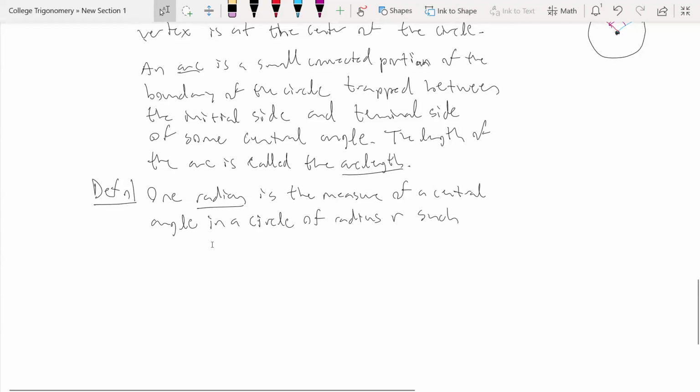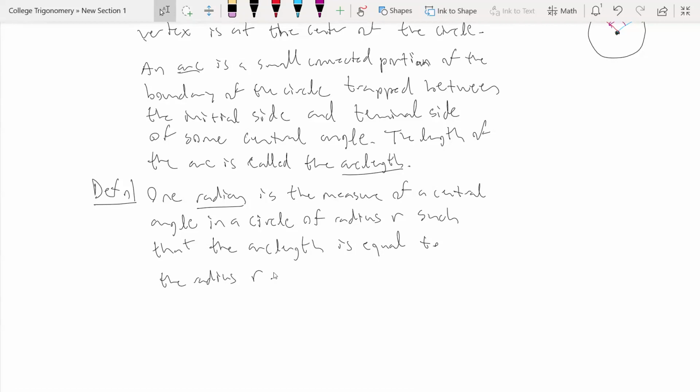such that the arc length is equal to the radius r. So I want the arc length to be equal to the radius r, inside this central angle.